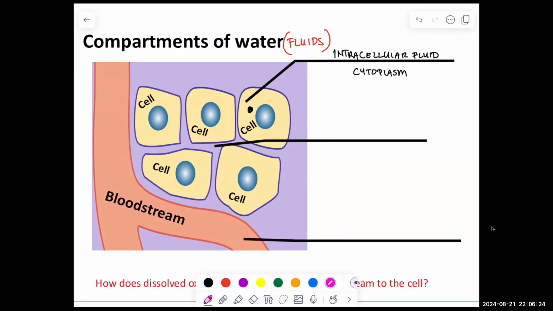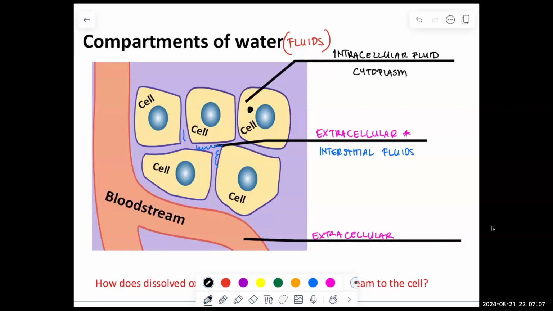Everything outside of the cell is extracellular fluid. But here's the downside: there are a lot of extracellular fluids that we need to familiarize ourselves with in this class. We're going to start with these two. The stuff in blue or purple is the fluid in between the cells. This is your interstitial fluid. In between cells, interstitial fluid, okay?